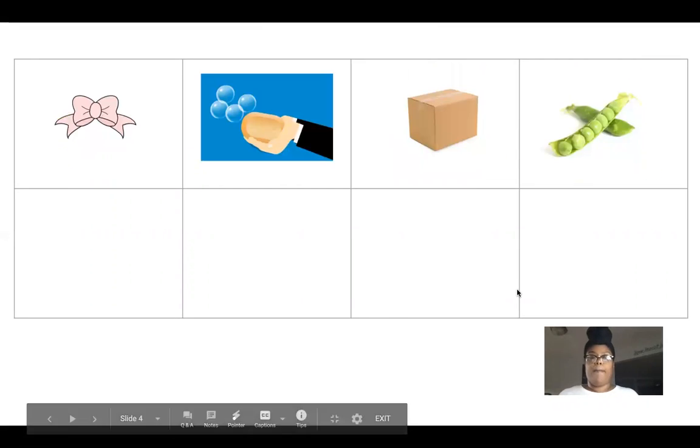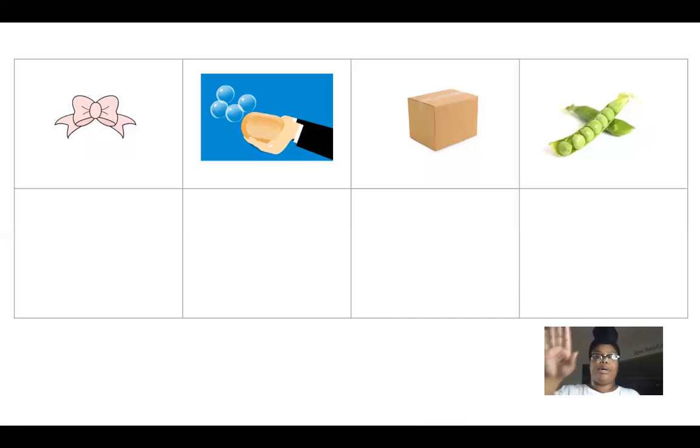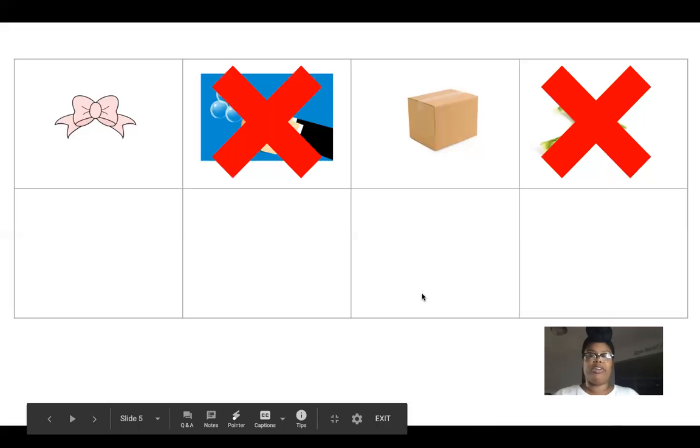Now we're focusing on bow. I love bows. Bow, soap. Okay. Bow, box. Ooh, these peas are back. Bow, peas. No. Soap. How about soap? Bow, soap. No. It has to be box. Yes, yes, yes. Let's check our work. And yes, yes, yes, we got it right, my friends.